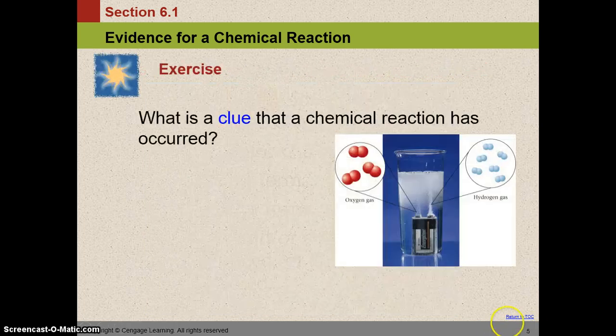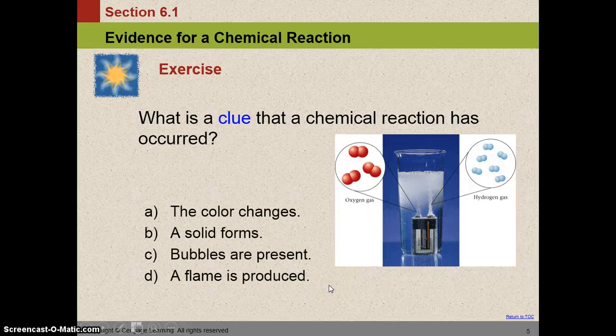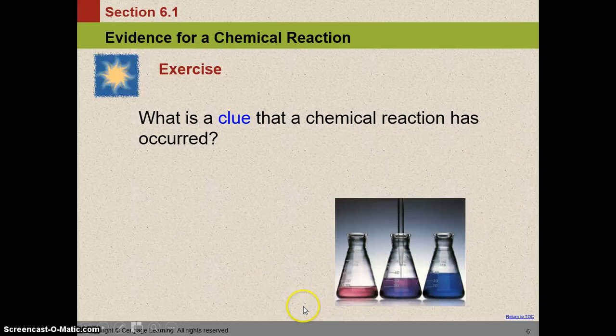So let's look at an example. What is a clue that a chemical reaction has occurred? If you notice this battery put here in the water, we end up with bubbles. That's showing bubbles, or production of a gas. So that's water actually being turned into oxygen and hydrogen gas.